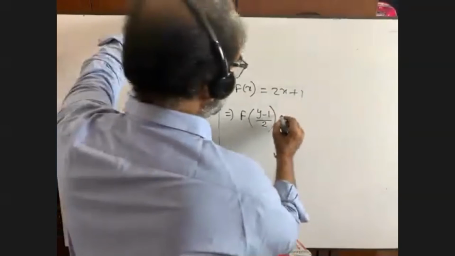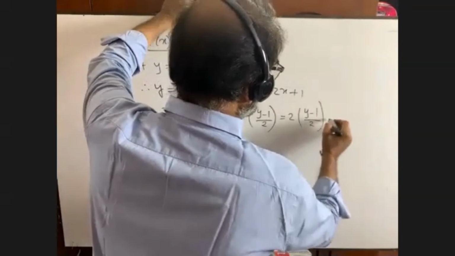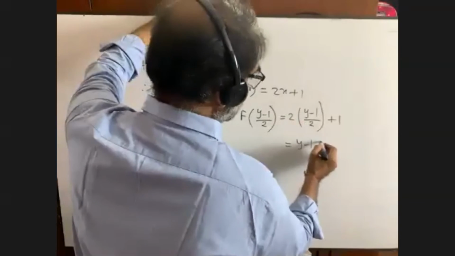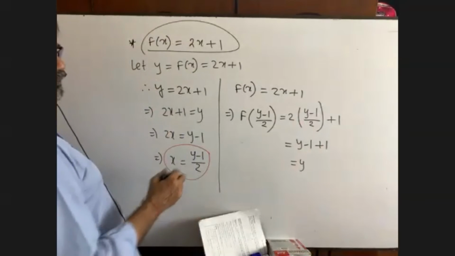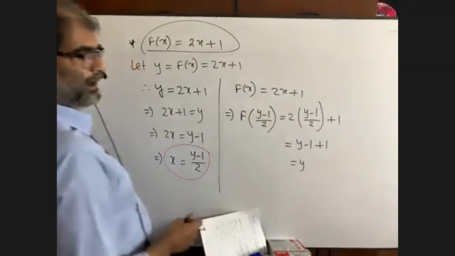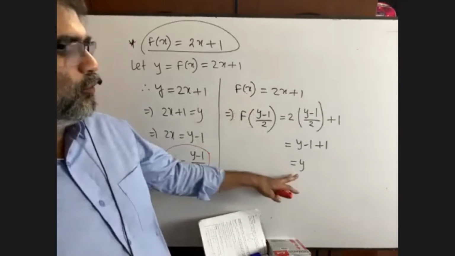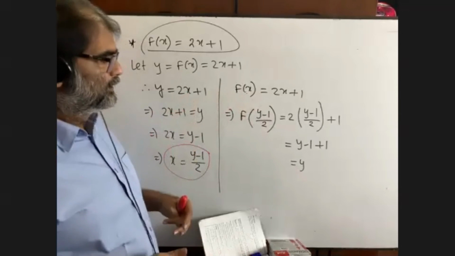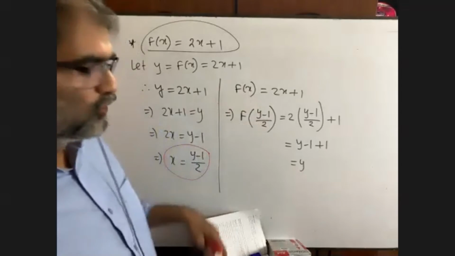Now you put the value of x here: 2 times (y minus 1) by 2, plus 1. That means the 2 will be omitted, so it is y minus 1 plus 1. We are getting y. You see, very interesting part. Putting the value of x, we have got y. And if this happens, then it is an onto function. This is the basic formula. I repeat, putting the value of x, if we get y, then it is called an onto function.